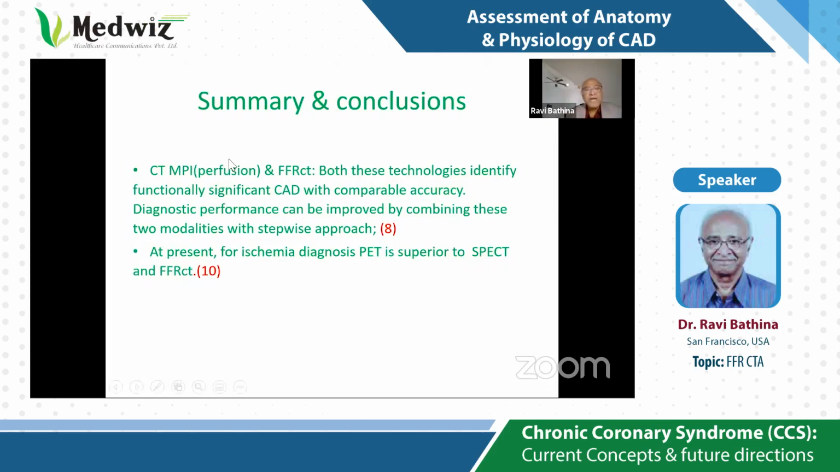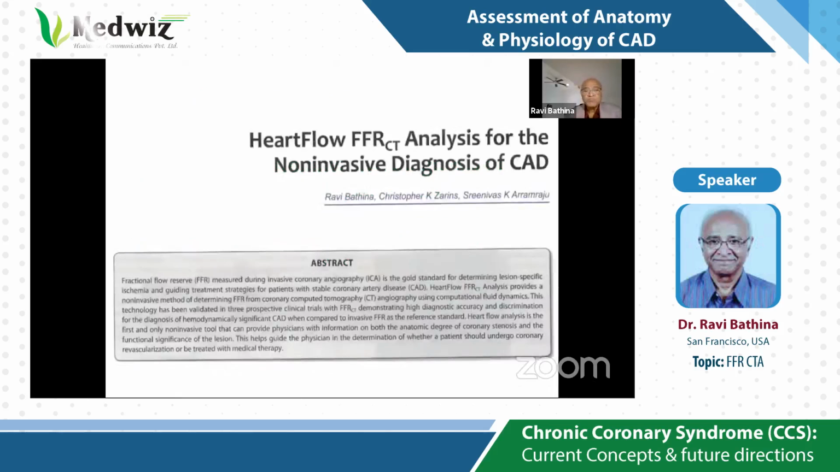The CT MPI and FFR CT, both these technologies identify functionally significant CAD with comparable accuracy. But by combining these two technologies, we can really do a much better job in a stepwise fashion. Of course, at the present time, for ischemia diagnosis, that is the gold standard.